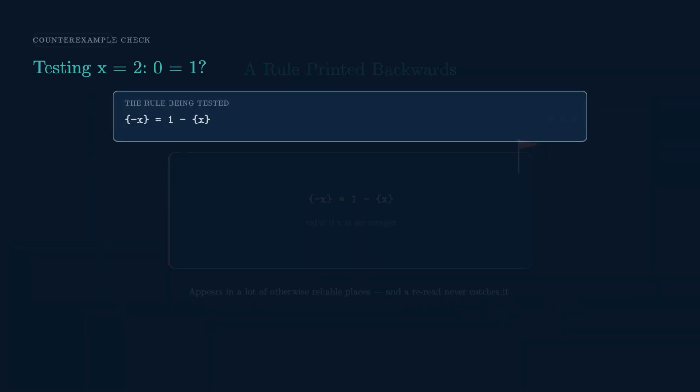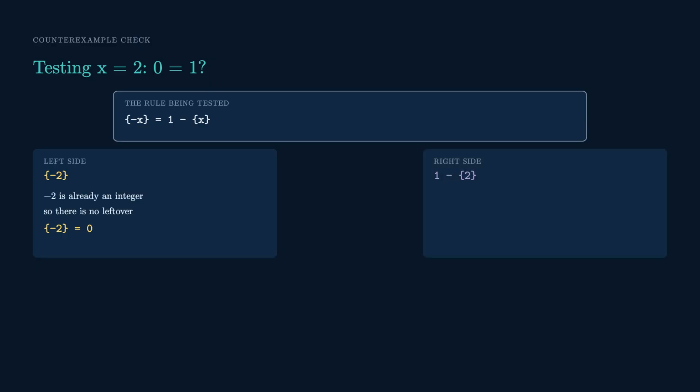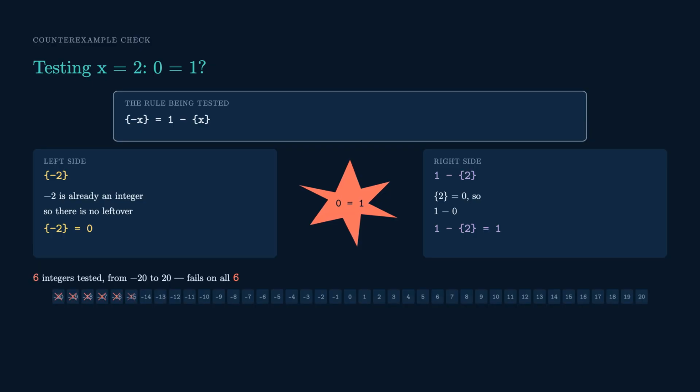Set x equals 2. Left side, the fractional part of negative 2 is 0, and negative 2 is an integer, there's no leftover. Right side, 1 minus the fractional part of 2, which is 1 minus 0. That's 1. The rule is now claiming 0 equals 1. And it's not a fluke, every integer from negative 20 to 20, all 41, fails.